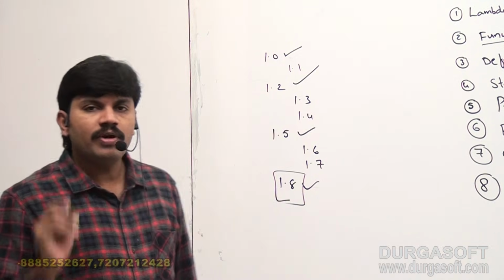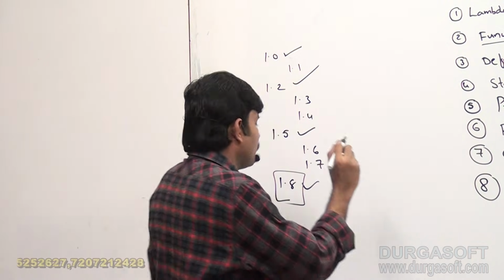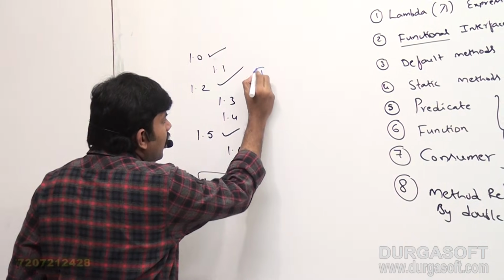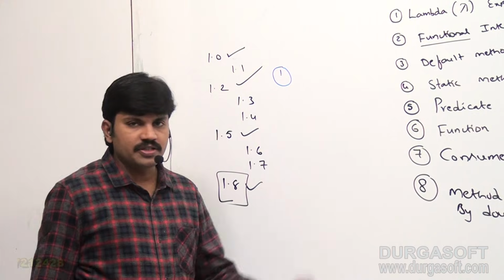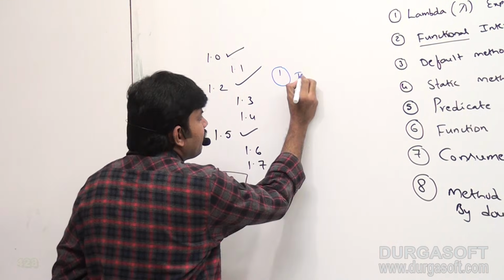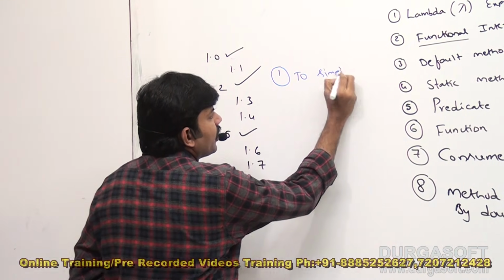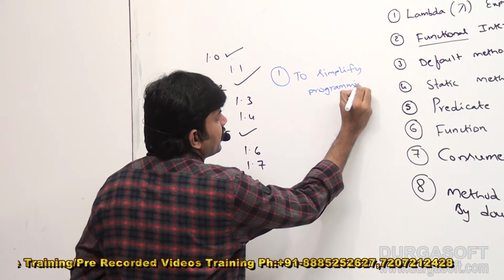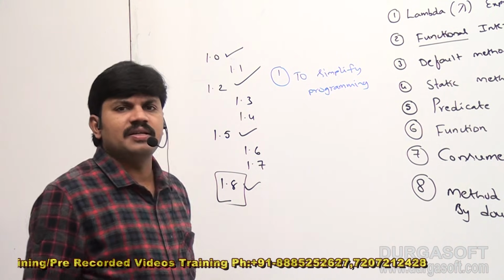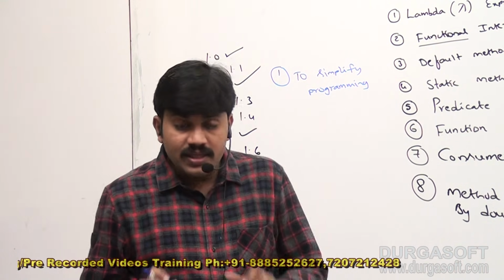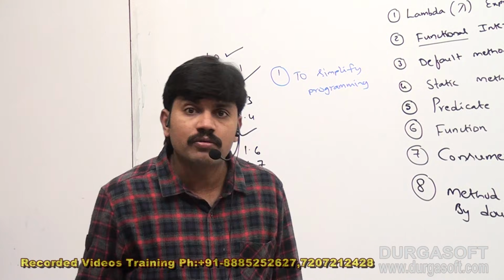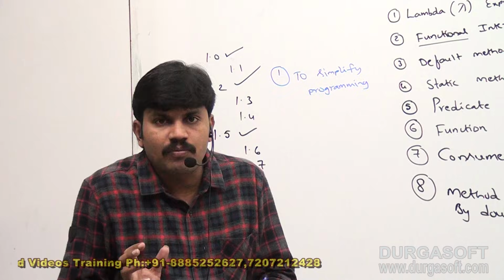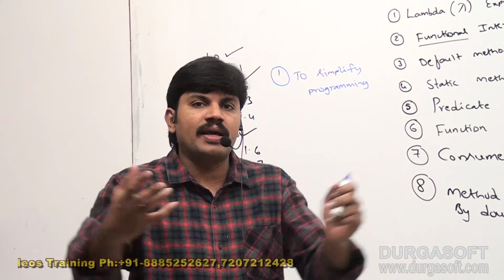The main intention is for three objectives, right? What is the first objective? Remember that. The first objective of the Java 8 version is to simplify programming. Very easily we have to write the code, with very little code we have to meet our requirement. Very concise, maintainable, more readable code is what I require to write.